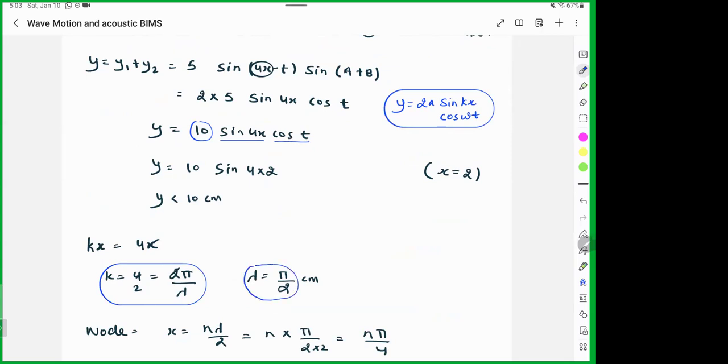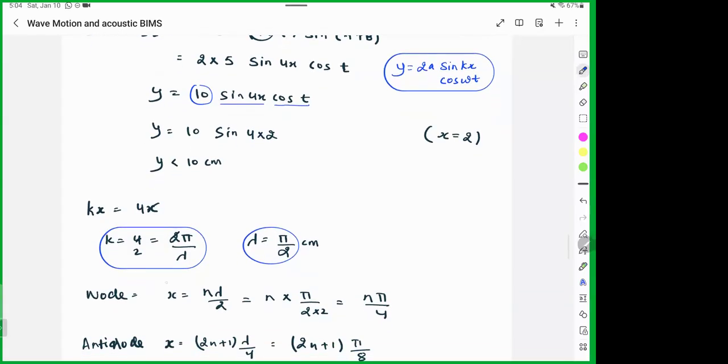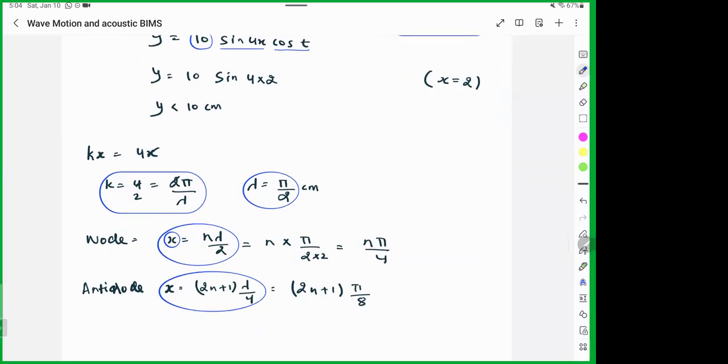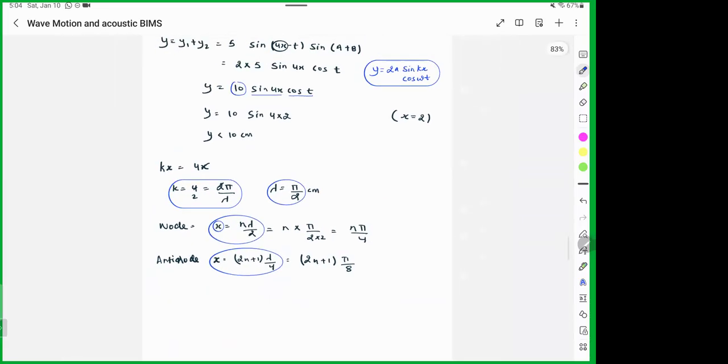Your wavelength is 90 degree. Correct? If your wavelength is known, you can calculate position of node. What is the formula of node? N lambda by 2. You already know the value of lambda, you can calculate. Antinode, 2n plus 1 by 2 lambda by 2. This is the formula. Put lambda value, you'll get the position of antinode.